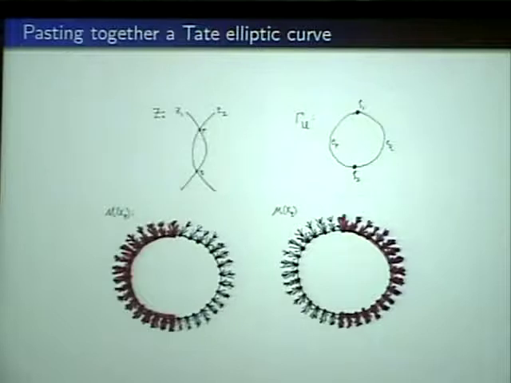If I have a model for a Tate curve that looks like this, then the corresponding dual graph is a circle, right? This edge corresponds to that singular point. This edge corresponds to that singular point. And there's two marked points on this graph corresponding to the two components.